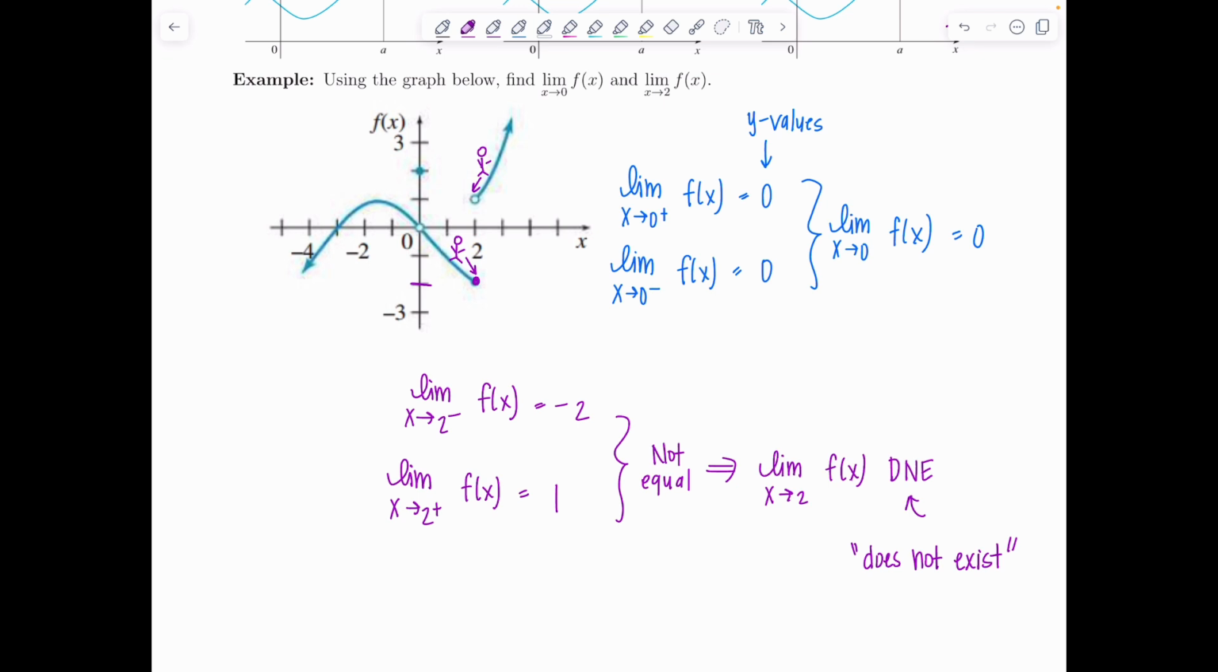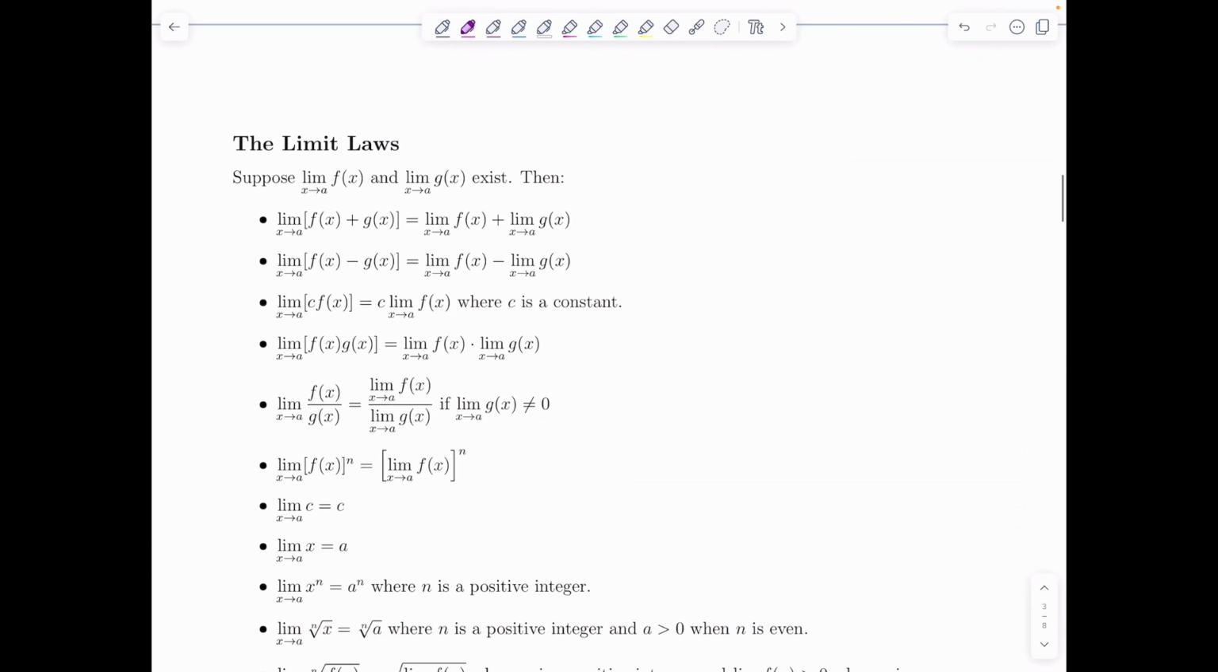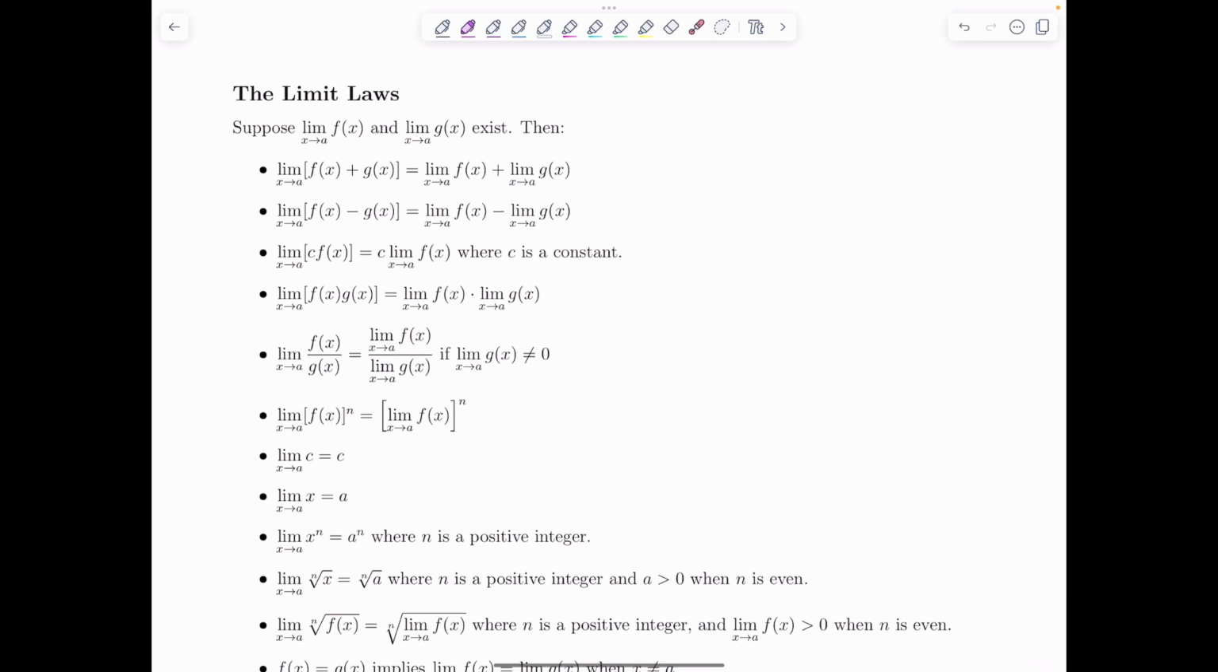All right, now, we're not always going to have graphs at our disposal to compute limits, so we want to be able to look at the equation of a function and compute the limit using that. And so we're going to need to first establish some limit laws in order to do so. So here are our limit laws.